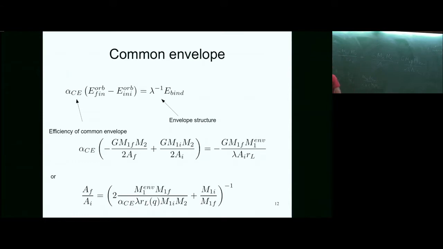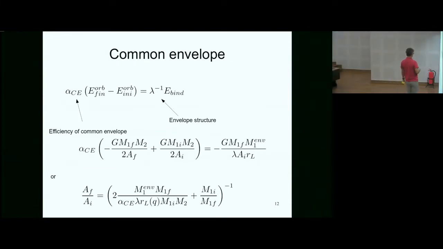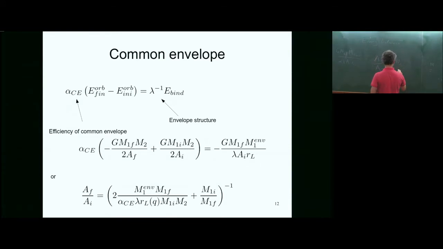Okay, so let me write the result together here, which I think I confused something. So A f over A i would be equal to M1 initial over M1 final, plus M envelope over alpha lambda R L of q, M2 to minus one. That really leaves me a little bit confused, but let me see.